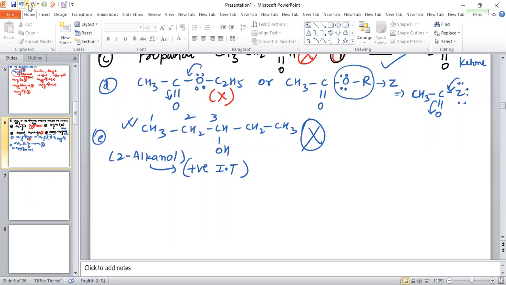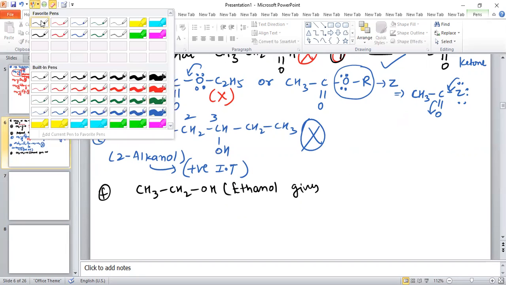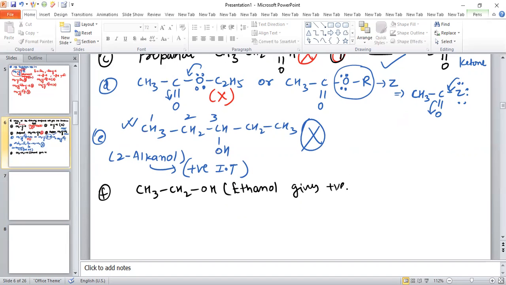Now see again some question related to this. The question is, you have to see this compound, which is basically ethanol. We know ethanol gives a positive iodoform test. So the positive iodoform test is given by ethanol.